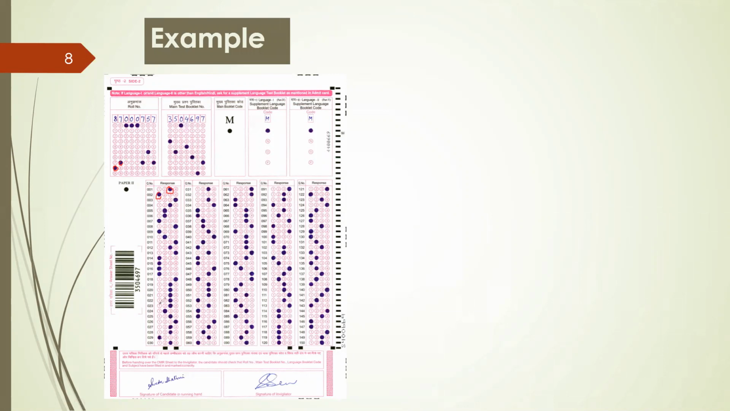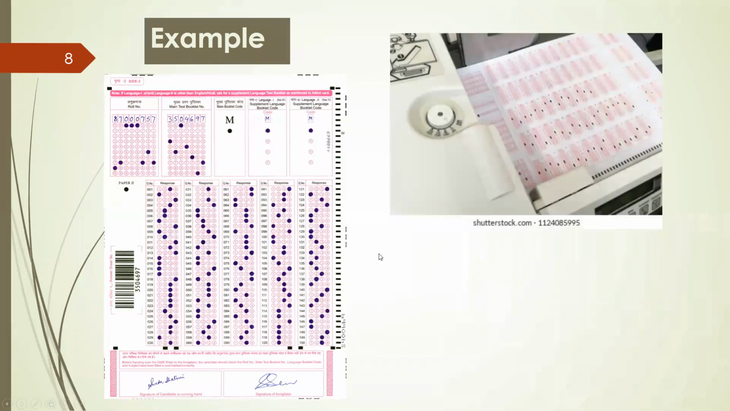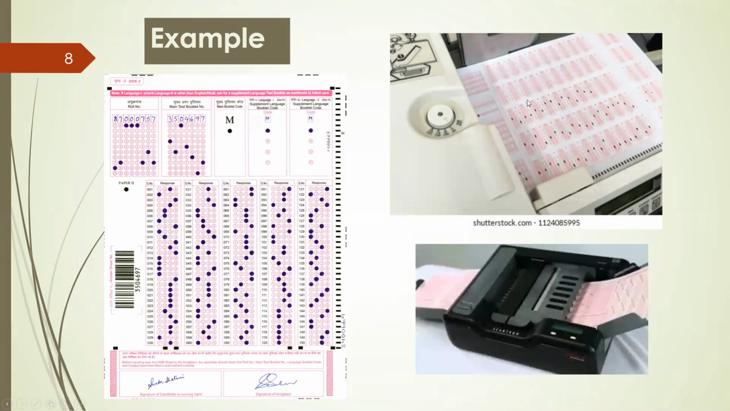And how will this OMR sheet be recognized? To recognize that, this sheet will be inserted in the OMR, optical mark recognition machine, the device. There it will be inserted, and that machine will scan and recognize it. Different machines are there, that's why I have given 2 pictures here. Different types of OMR sheet reading machines are there.